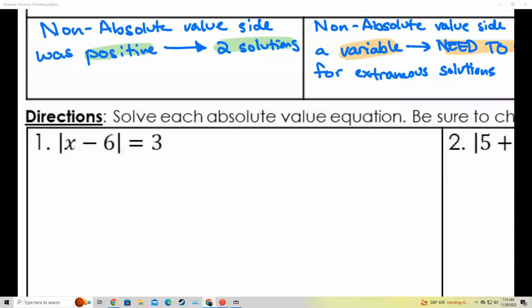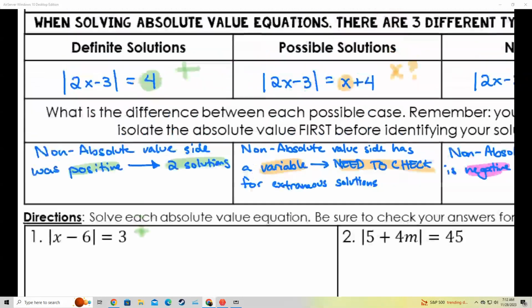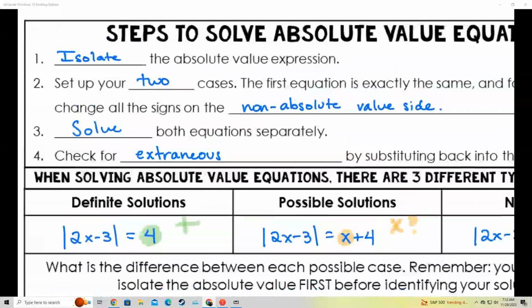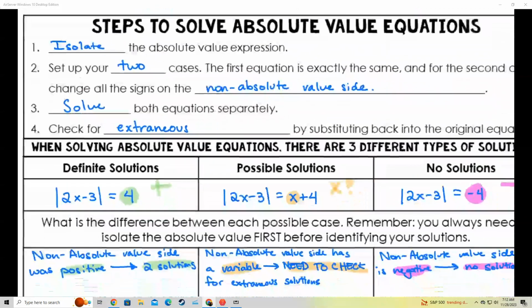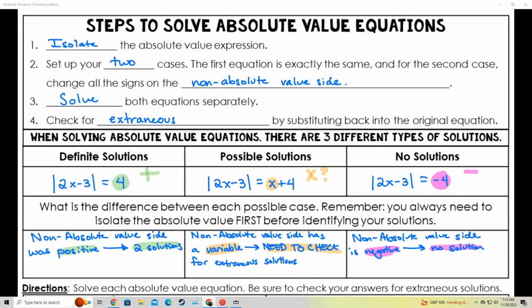But in this case, I've got the absolute value of something, and this is a positive number. Since this is a positive number, I know I'm going to get two solutions. The directions say, what we're going to do, I already isolated it. Step 2, we're going to set up my two cases. The first equation is going to be exactly the same, and the second one, I'm going to change all the signs at the very end.